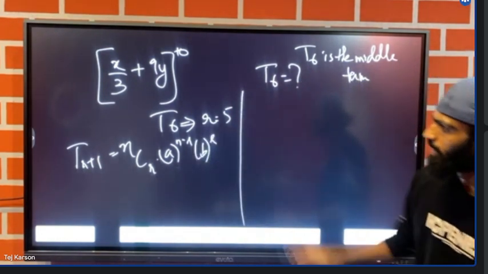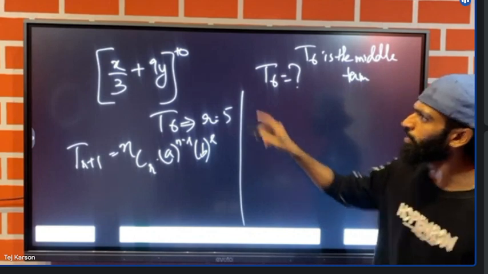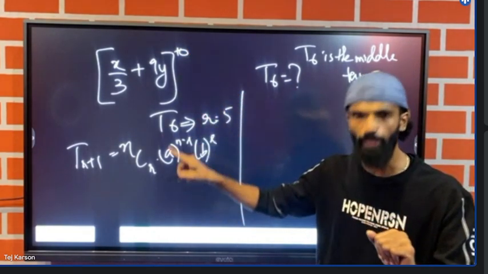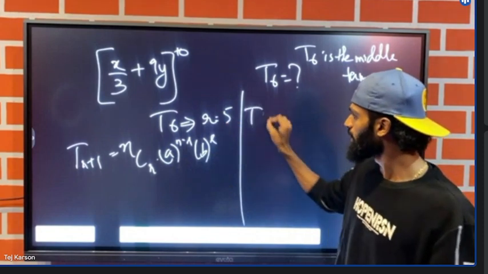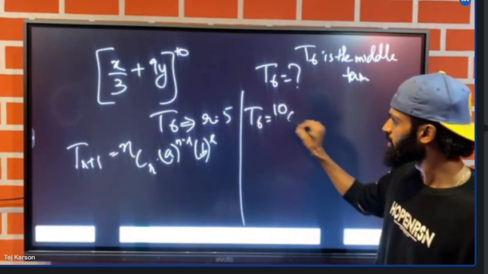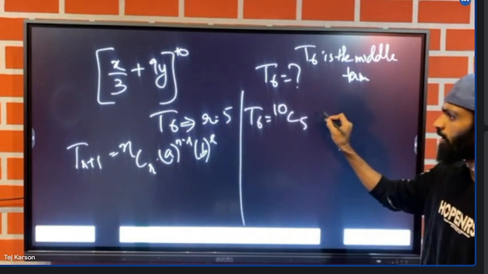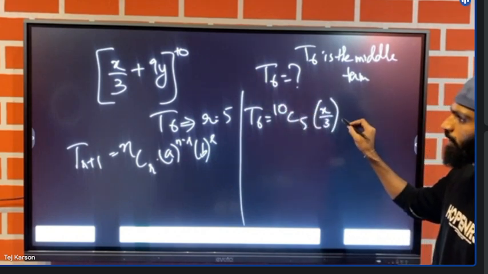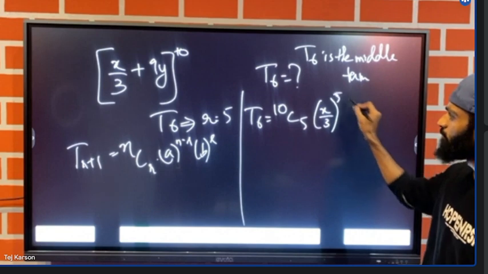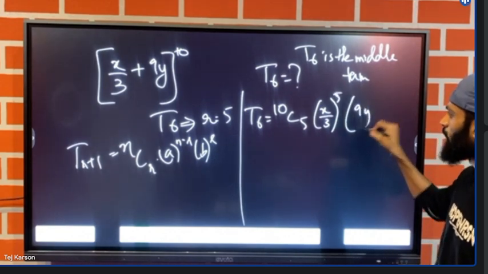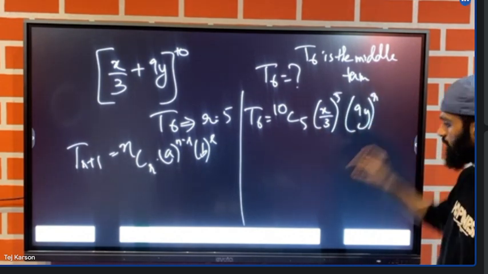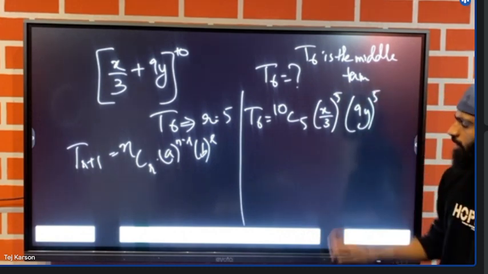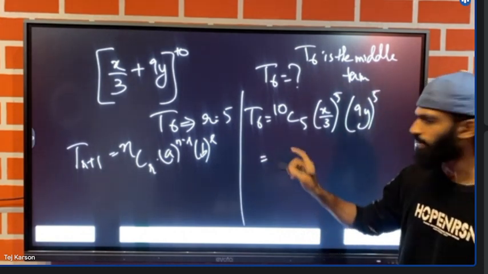I start substituting it. Left hand side becomes T6. N's value in this question is 10. Whatever you see as the power is the value of N. Remember that. So T6 will be equal to 10 C R, R is 5, into A. Look at the question for this: x by 3, to the power N minus R, 10 minus 5 is again 5, into B is 9y. What's the value of R? 5. I'm supposed to solve this. That's all. Only one answer I'll be getting.